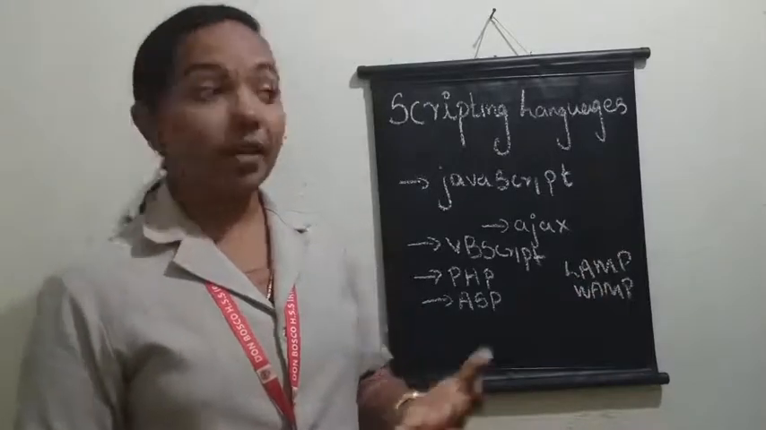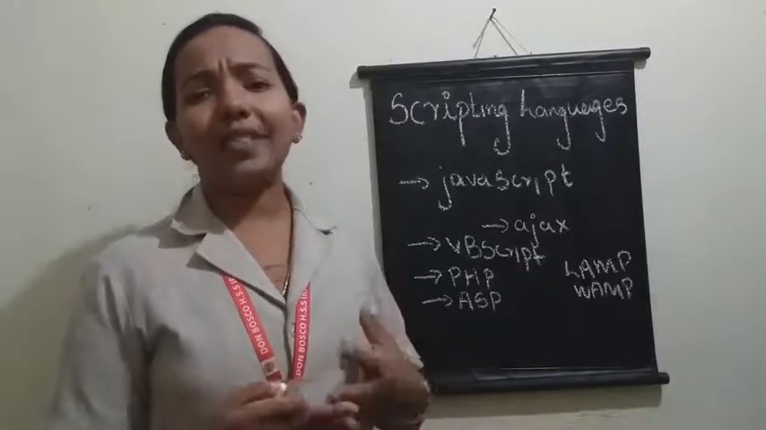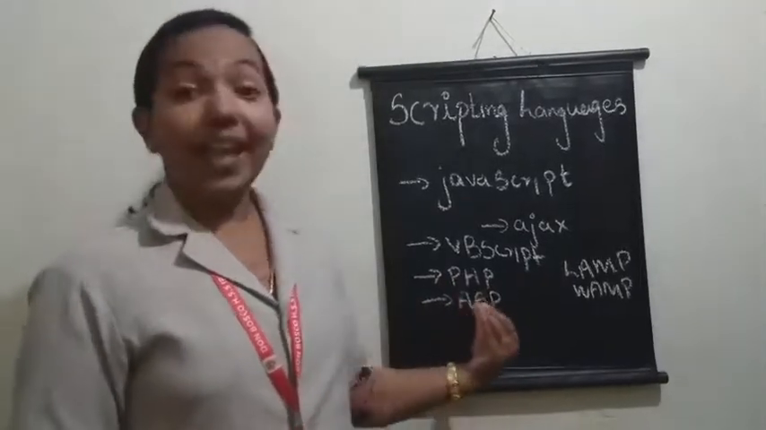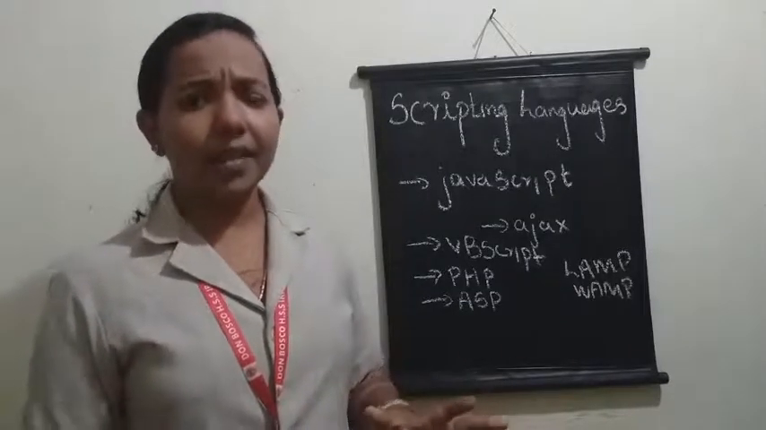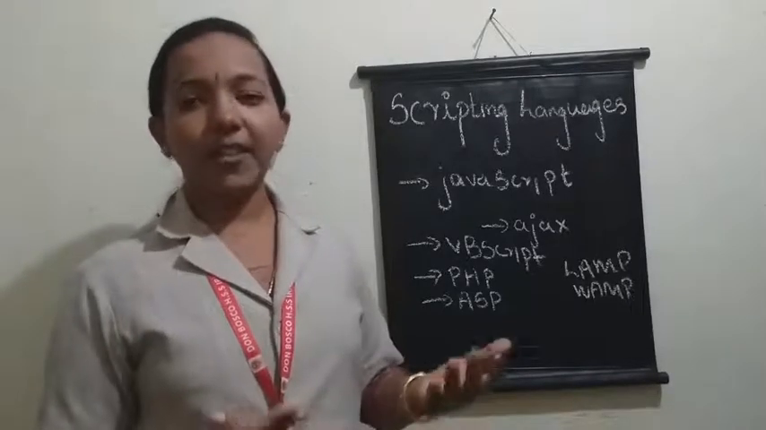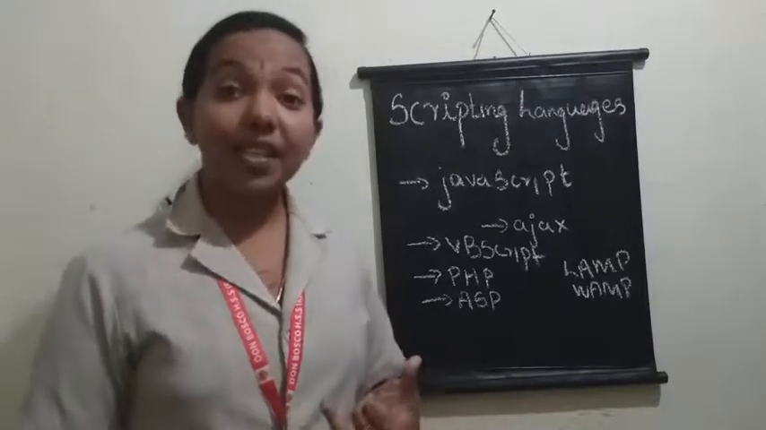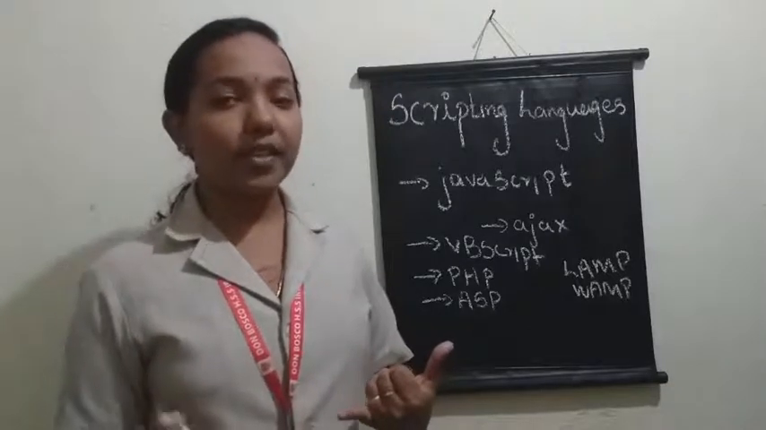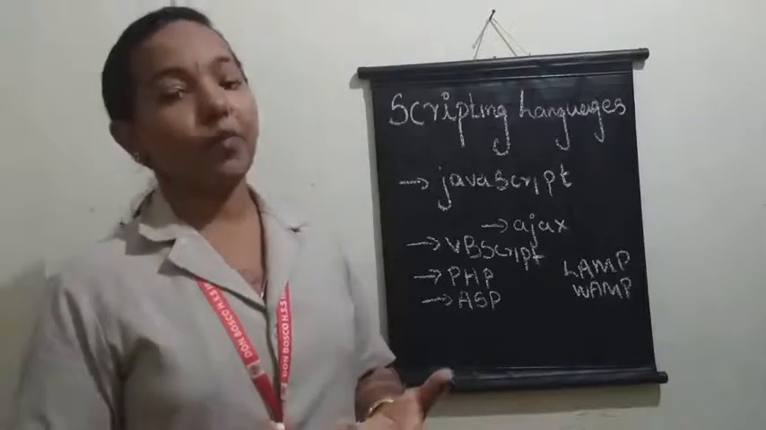Different features are available. One speciality of ASP is that most of the databases we can use with the ASP scripting language. There is no restriction with the databases. Any type of database, MySQL, SQL, Oracle, we can easily connect with the ASP scripting language. ASP means Active Server Pages. The name indicates Active Server Pages. It's used for creating server-side scripting and also for creating dynamic web pages.